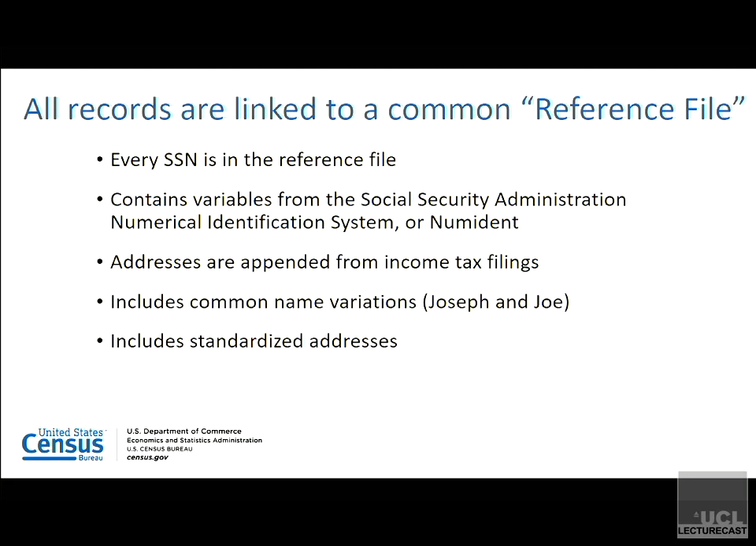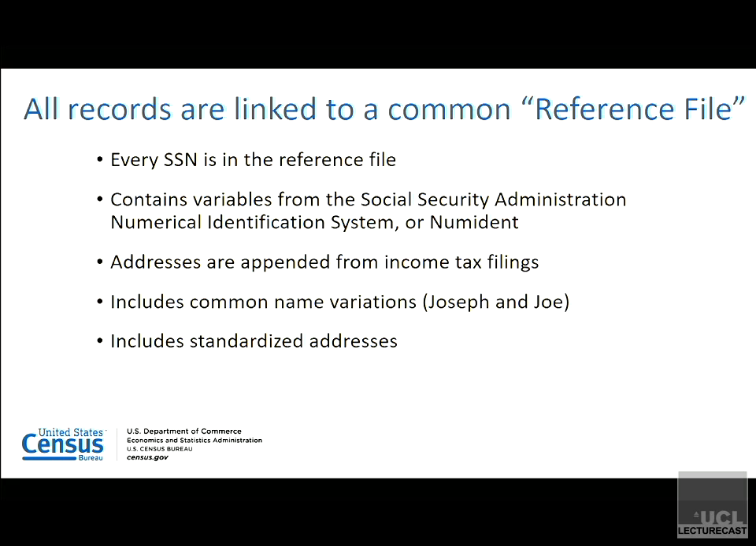So we have this big file for SSN holders that has their name, their date of birth, their state or country of birth. To that, we get tax data, and we add their street address, the place where they live, which we have every year, because we get tax data every year. So a year-specific street address. And then we do some name standardization and some address standardization, so it's easy to work with this file. We call that the reference file.